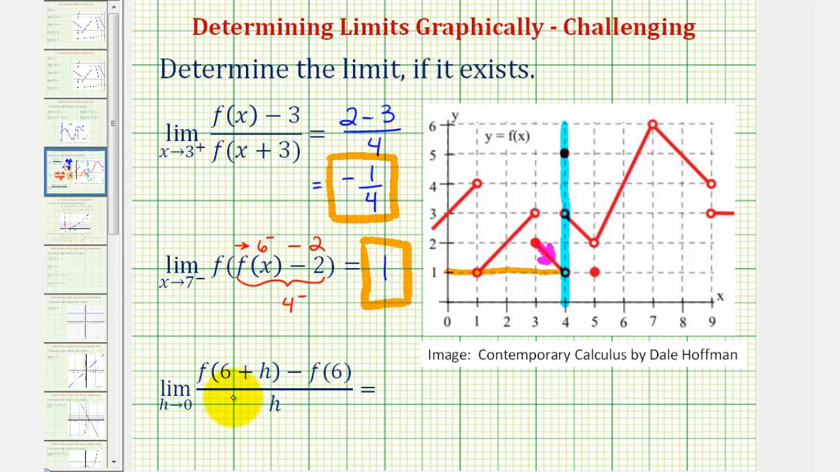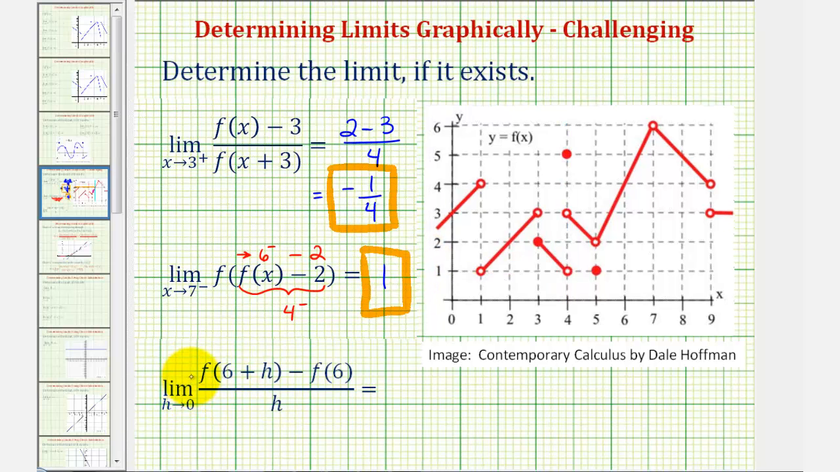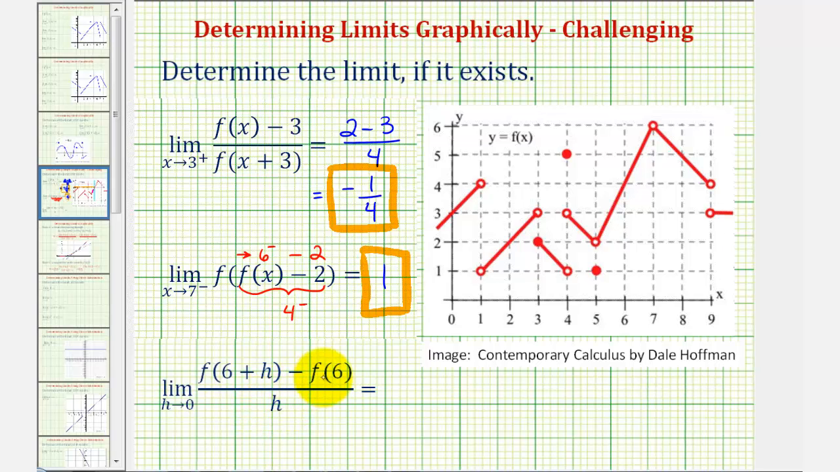Now let's take a look at our last example. We have the limit as h approaches 0 of f of the quantity 6 plus h minus f of 6, divided by h. Well, notice as h approaches 0, the denominator would be approaching 0, and the numerator is also approaching 0, because as h approaches 0, this would be approaching f of 6 minus f of 6. So to better understand what's happening here, let's take a look at a diagram of a secant line.